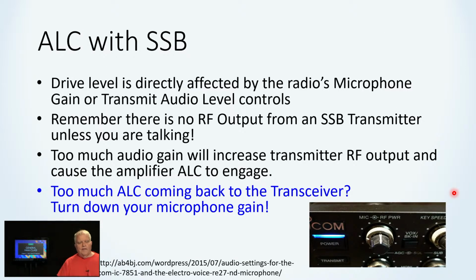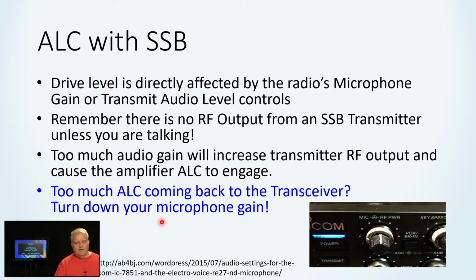I'll be darned. And so that's the ALC, when it's used with single sideband, actually controls the audio level in the transmitter. So if you're getting too much ALC back from the amplifier, you can reduce your radio's microphone gain, or the transmit audio level controls. Too much audio gain gives you too much transmitter output and causes ALC to engage. So if you have too much ALC coming back to your transceiver, it doesn't sound intuitive, but you turn down your microphone gain, and that will take care of that problem.